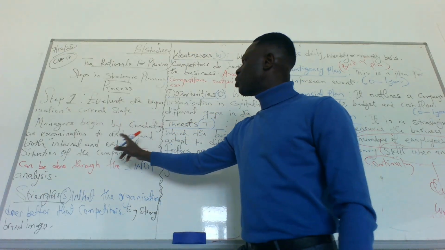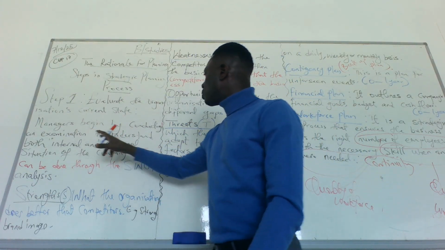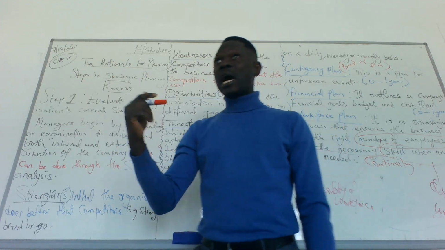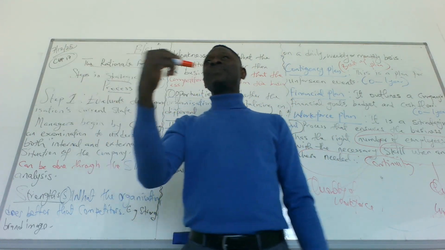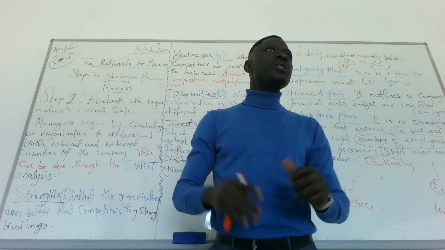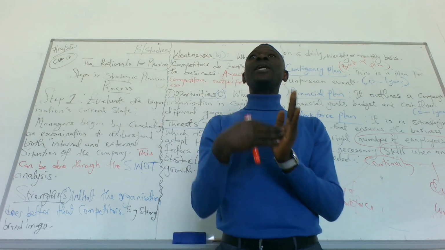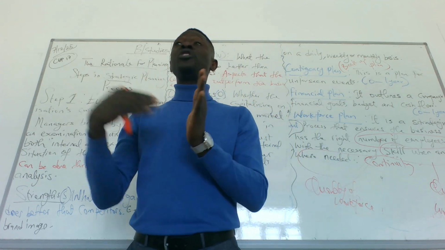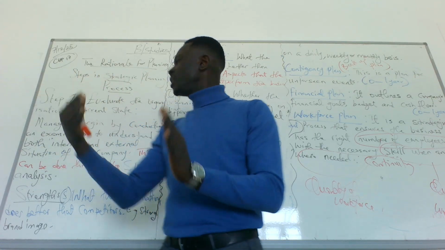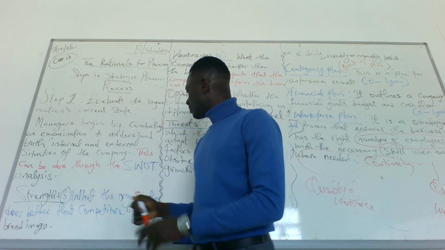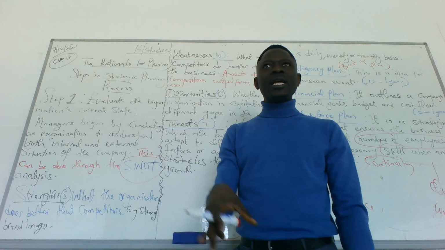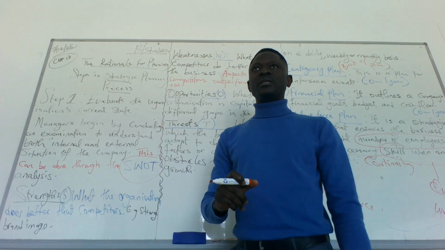So managers begin by conducting an examination to understand both the internal and external situation of the company. Both things that are happening within the company and those things that are affecting the company from outside. That is the first step. So one of the tools or methods that a business or company would use when it's evaluating its current situation is SWOT analysis. SWOT analysis: the strengths, the weaknesses, opportunities, and the threats.